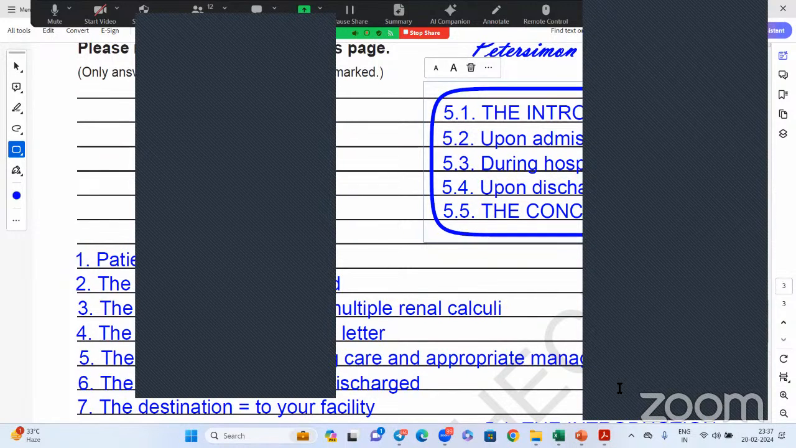Write down your sentences, please. I already explained, and now you can write your sentences: upon admission, during hospitalization, and upon discharge. So three paragraphs you can write. In the middle, if you want to write any personal or social history, you can write that also, if it is necessary.